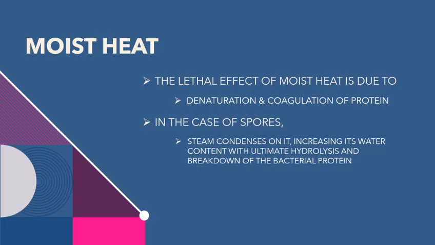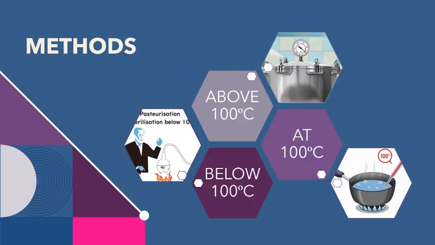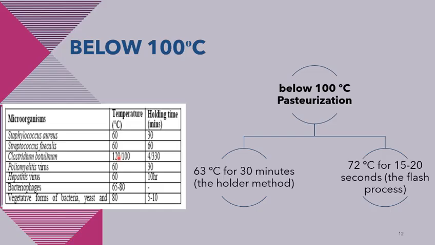The methods of moist heat include below 100 degrees Celsius, which is the pasteurization method, at 100 degrees Celsius is boiling, and above 100 degrees Celsius is steam under pressure. Below 100 degrees Celsius, the pasteurization method has two different types: the Holder method and the flash process. In the Holder method, the material is held for 30 minutes at 63 degrees Celsius, and in the flash process, it is held for 15 to 20 seconds at 70 degrees Celsius.